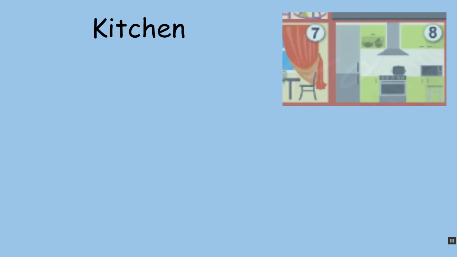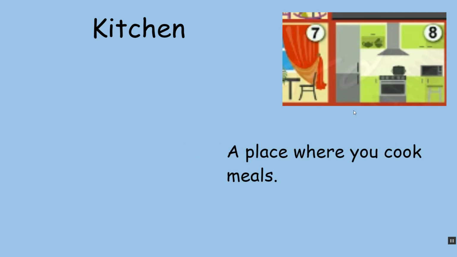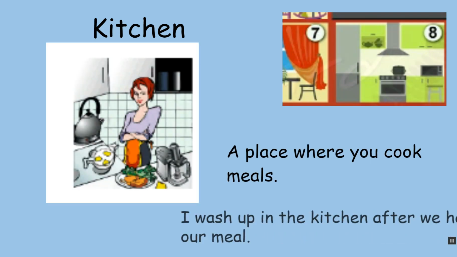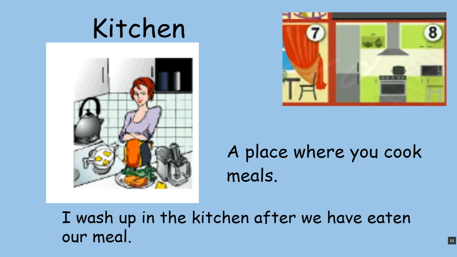Kitchen. So kitchen is usually next to the dining room, and it's a place where you cook meals. I wash up in the kitchen after we have eaten our meal. My husband cooks in the kitchen. I wash up.